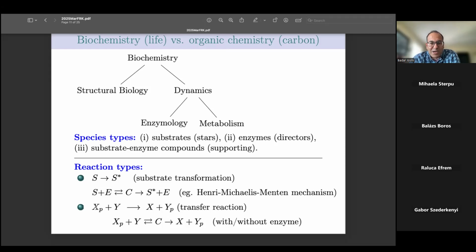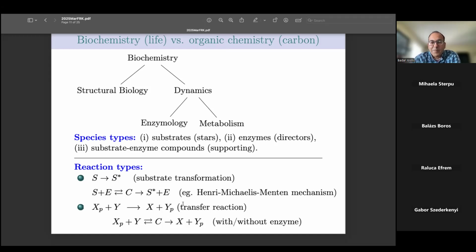There is the transfer reaction, where a phosphate or some other group is transferred from a substrate X to another substrate Y. Again, I'm just showing one particular mechanism for a transfer reaction. Here I'm showing it without an enzyme, but you might have an enzyme here as well.